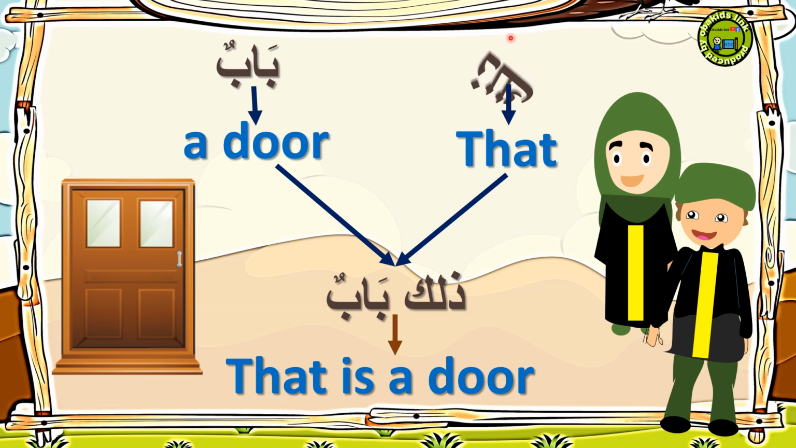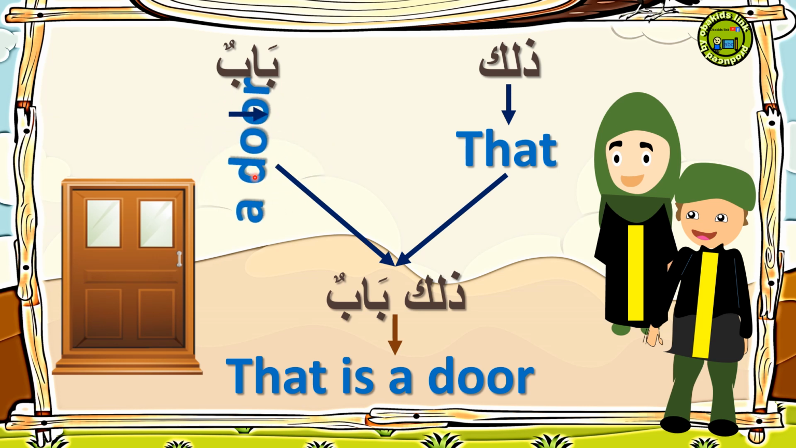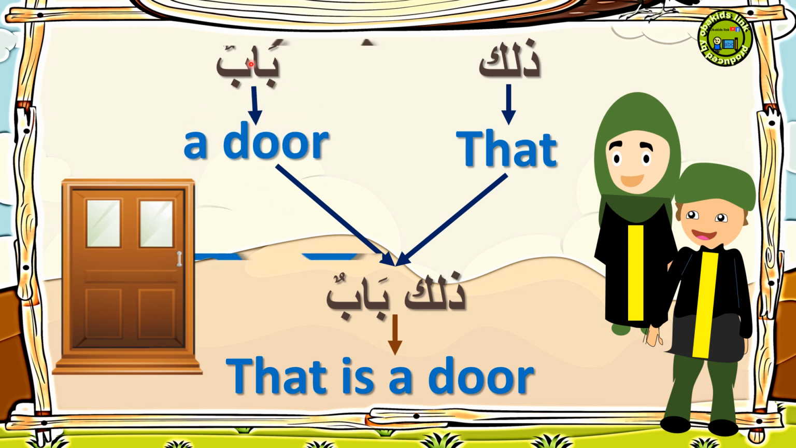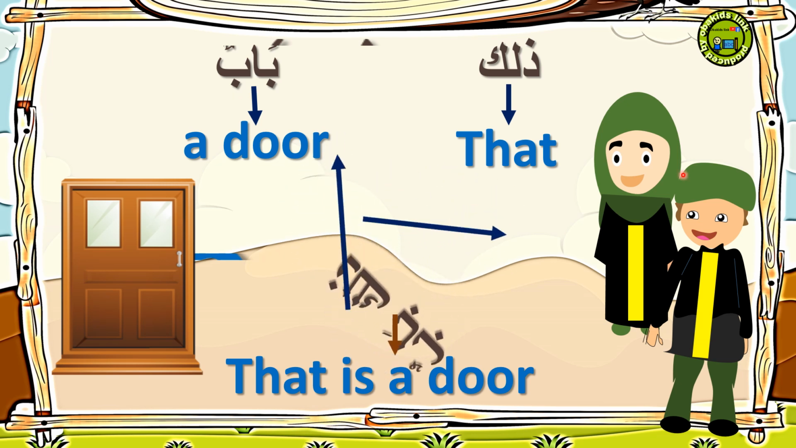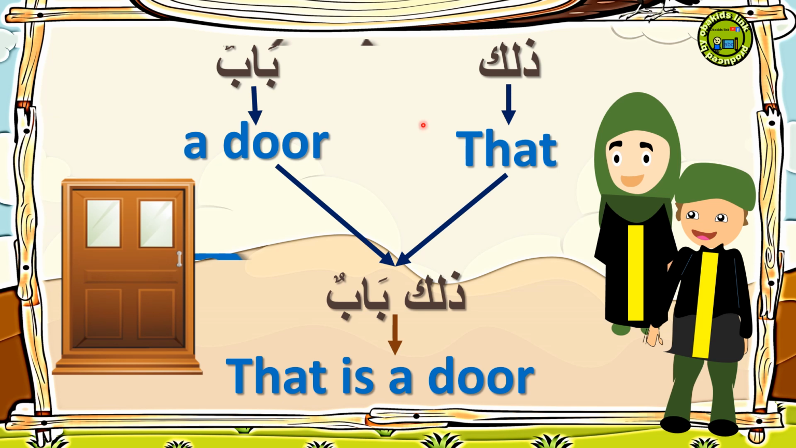This is Zalika. Zalika is a singular demonstrative pronoun which means that. This is Babun. Babun is a singular noun which means a dog. Now if we join Zalika and Babun together, it becomes Zalika Babun. Say after me. Zalika Babun, which means that is a dog. Let us go to another example.